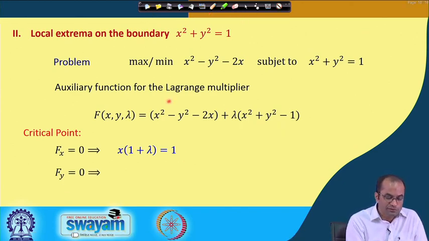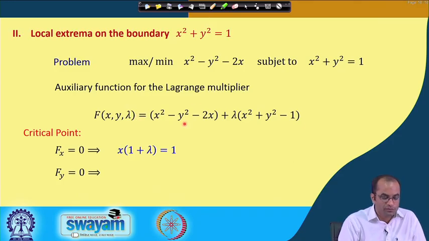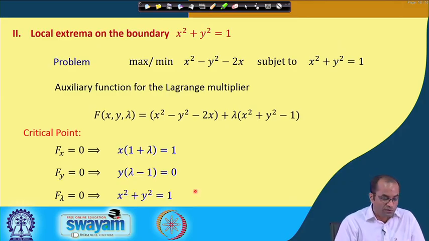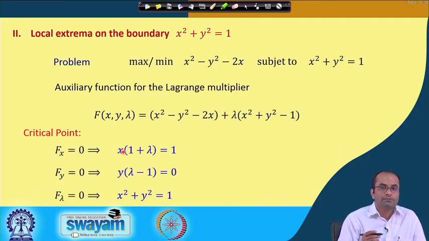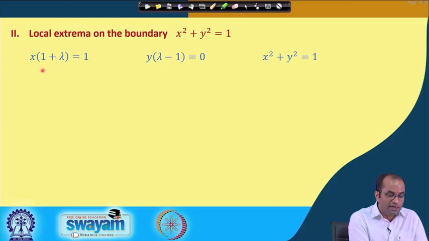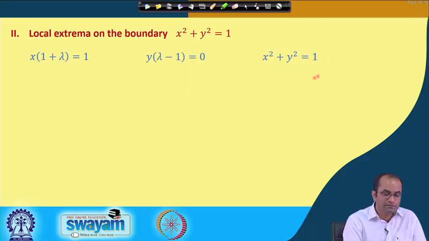And then f_y is equal to 0. So, we have to differentiate now with respect to y, treating lambda and x as constant. So, we will get y times (lambda minus 1) is equal to 0, the other equation. With respect to lambda, when we differentiate, we will get exactly our constraint. So, it is x square plus y square minus 1 is equal to 0. So, now we have to solve these 3 equations to get the critical points, and those points will be the candidates for the local maximum or minimum of the problem.